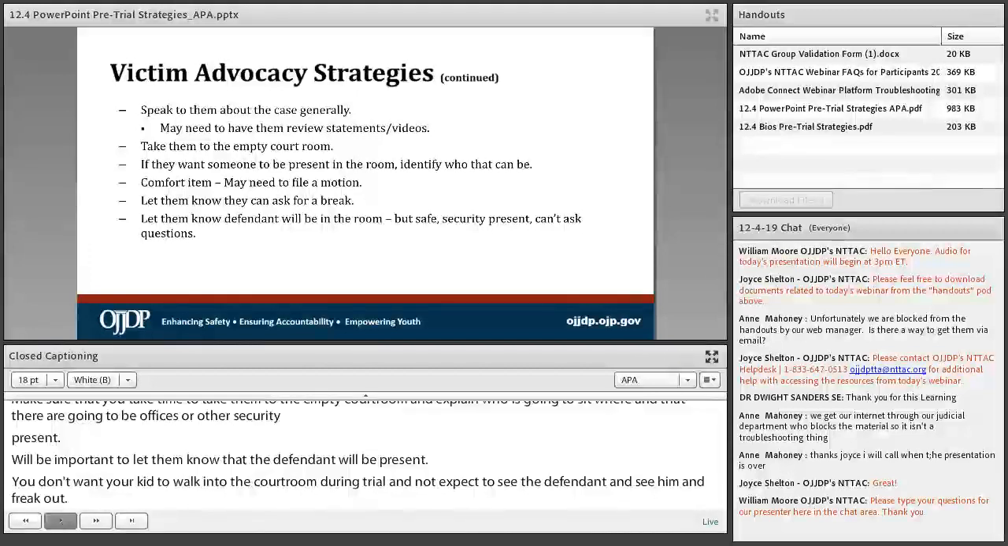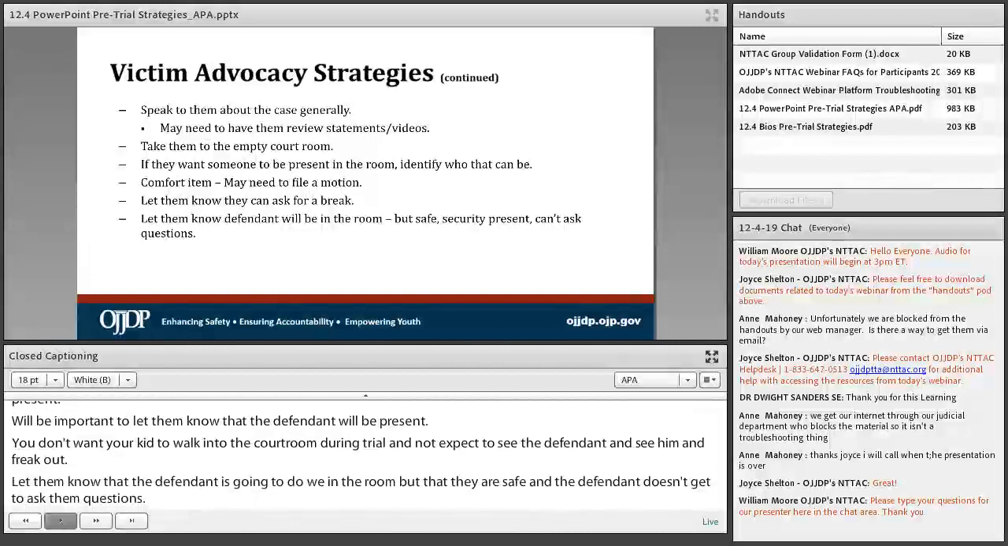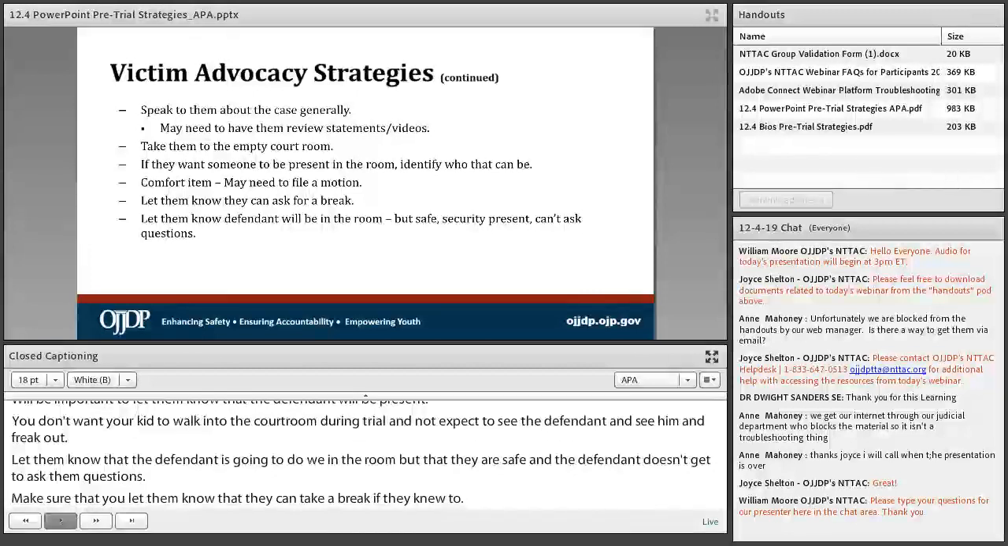Make sure you let them know that they can take a break if they need to. Obviously, that's going to need to be cleared by your judge. And then if there's someone that they want to be present in the courtroom, obviously a non-witness, maybe it's grandma, maybe it's a friend, someone that they can look at, make sure you identify that person early and that travel arrangements are made for that person as well to help comfort the child during testimony. And then maybe they need a comfort item. Maybe they have a teddy bear or a blanket or something else that they want to hold on to while they testify.